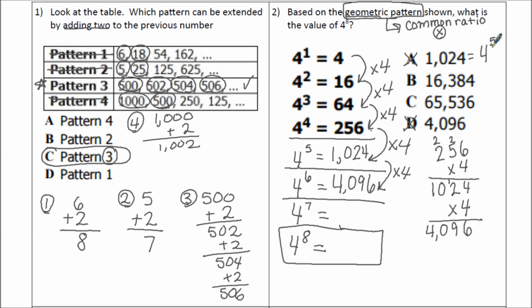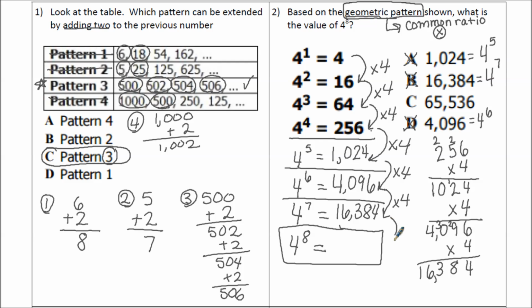So answer choice A was equal to 4 to the 5th power, and answer choice D was equal to 4 to the 6th power. So we're going to have to keep going. If we multiply by another 4, we're going to get 4 to the 7th power. So 6 times 4 is 24, 4 times 9 is 36, plus 2 more is 38, carry the 3, and we get 16,384, which is equal to 4 to the 7th power. So answer choice B is actually equal to 4 to the 7th power, and isn't correct either.